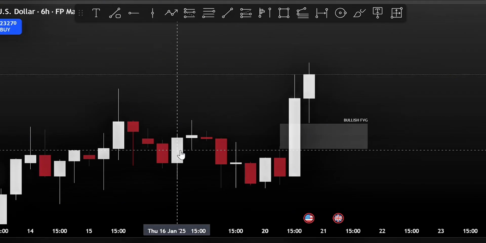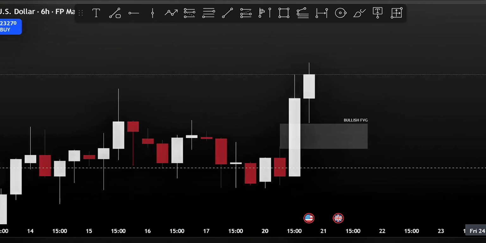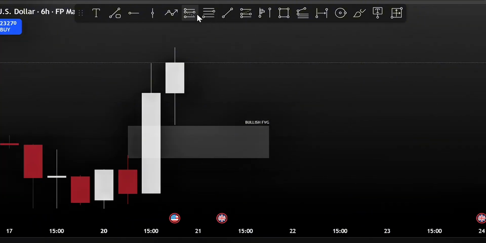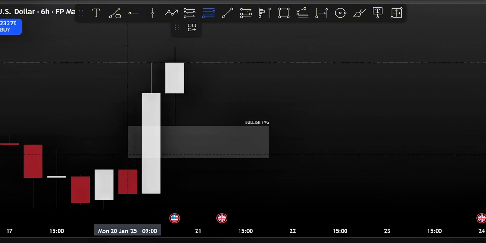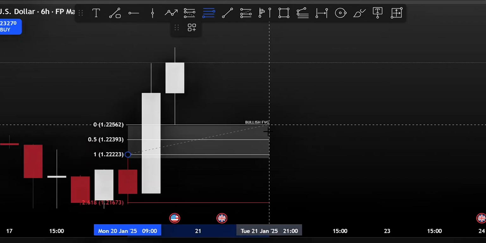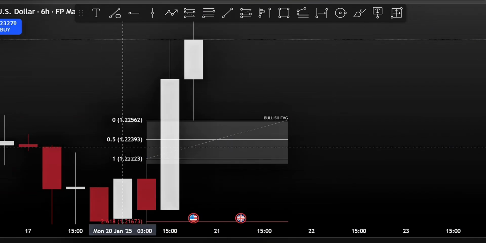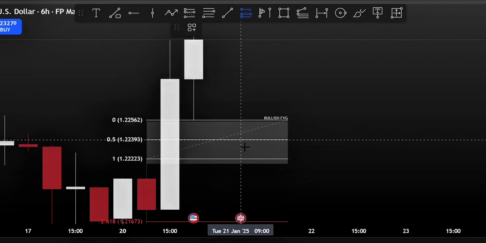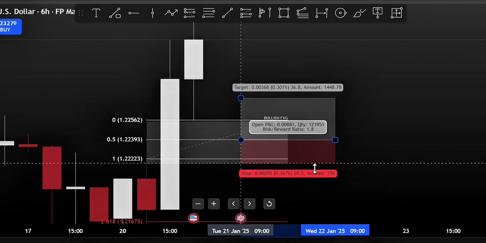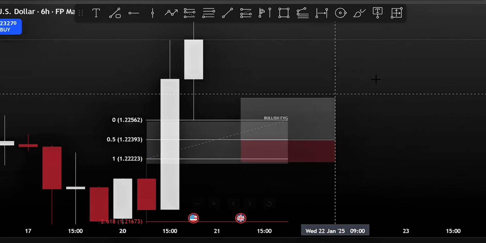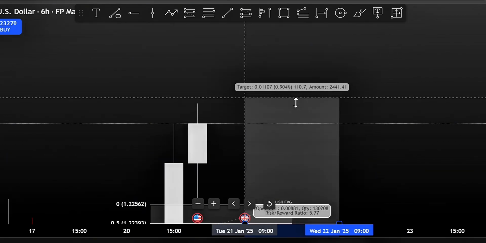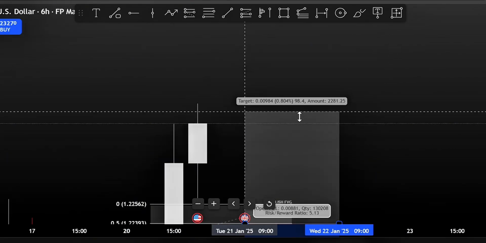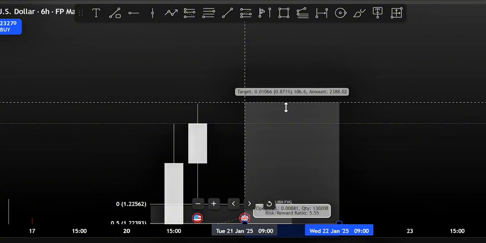Now I will tell you that there are two ways to enter on the fair value gap. One is on the EQ of this fair value gap. We will take our fib and mark our 0.5, and we can now place our limit order on the 0.5 and place our SL just below the fair value gap, and can target at least the high, which is almost 5.55 R.